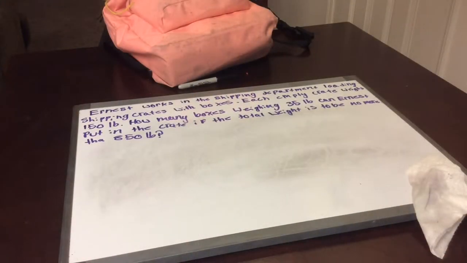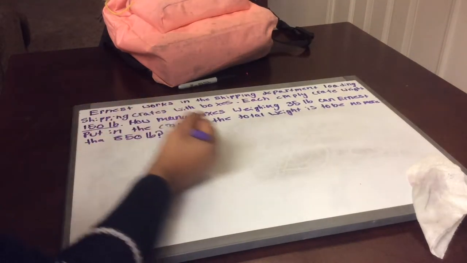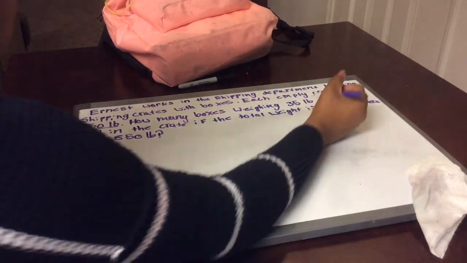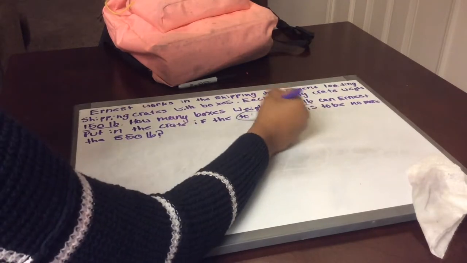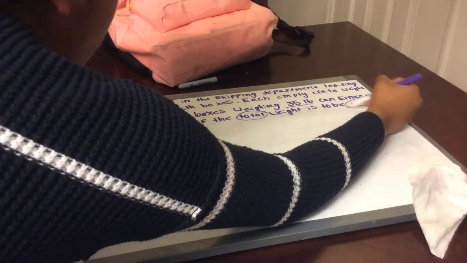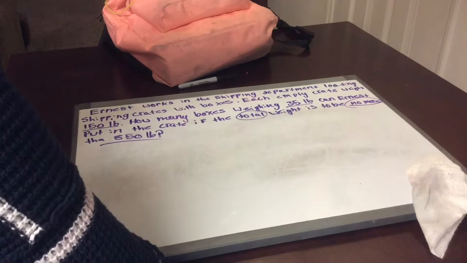Everyone knows the basics, that we need to have a problem, so this is our problem for today. Ernest works in the shipping department loading shipping crates with boxes. Each empty crate weighs 150 pounds. How many boxes weighing 35 pounds can Ernest put in the crate if the total weight is to be no more than 850 pounds? So we know that each empty crate weighs 150. We need to know how many boxes weighing 35 pounds can Ernest put in the crate if the total is to be no more than 850 pounds.